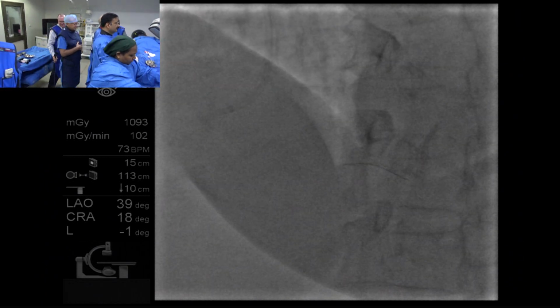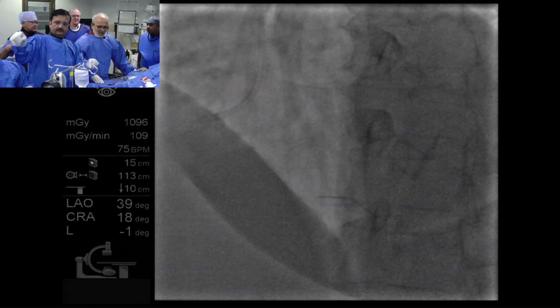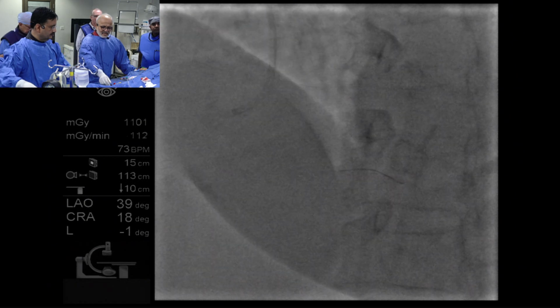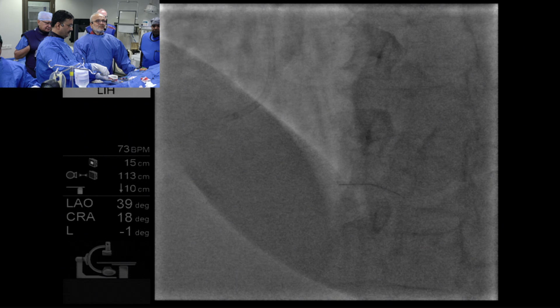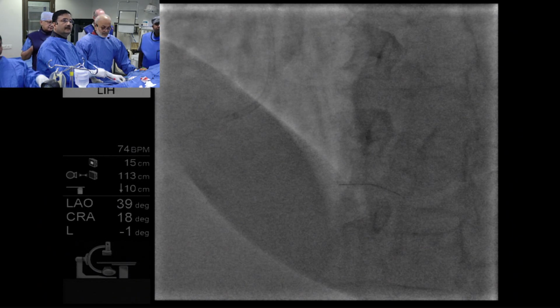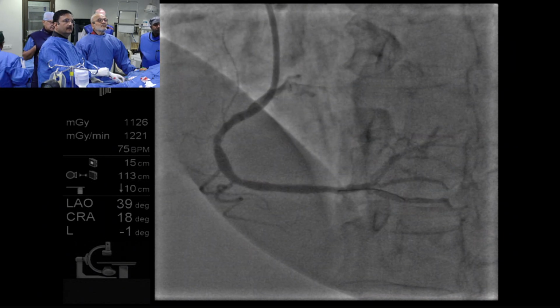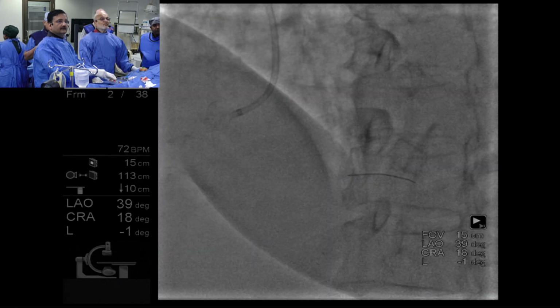In fact, we can put another wire. Okay. Let us inject and see. Fine. It looks good. Excellent demonstration, sir.